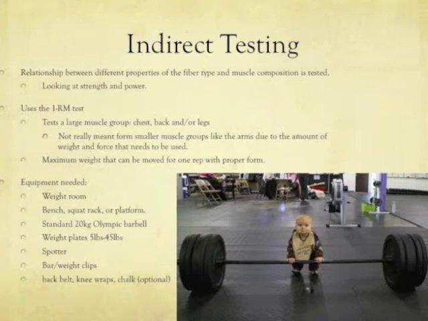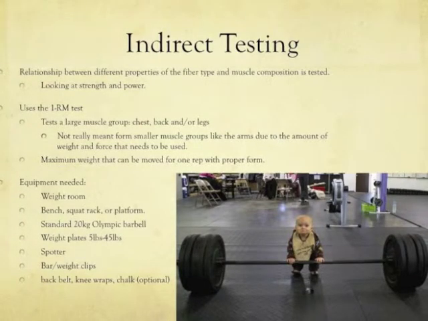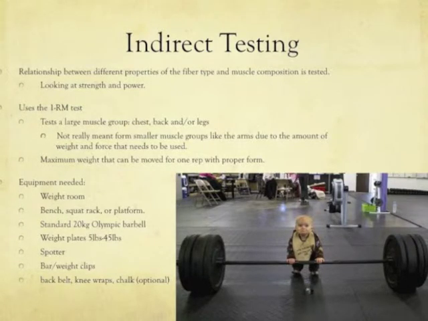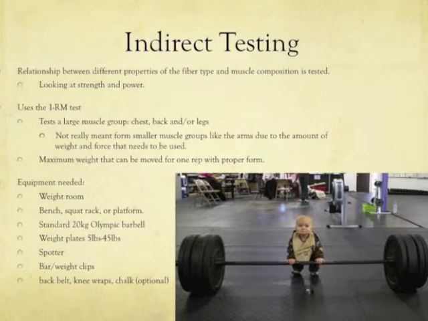It's based off of a 1 rep max, which is the amount of weight that one person can lift for a certain exercise with proper form. A 1 rep max is not really meant for smaller body parts like arms or calves. It's really meant for chest, back, and legs. This is due to the amount of intensity and power that one needs to put forth in this exercise.